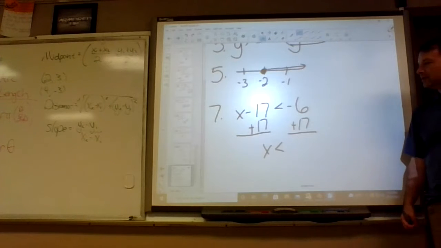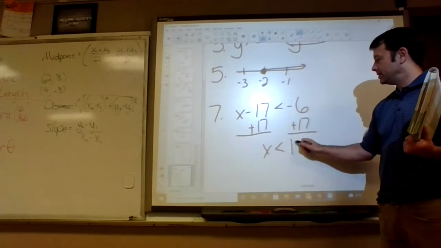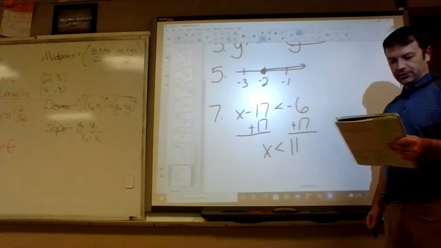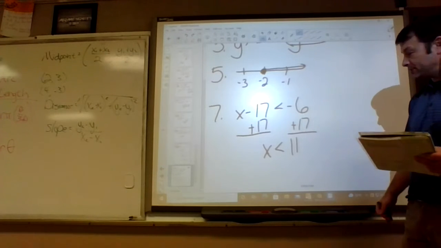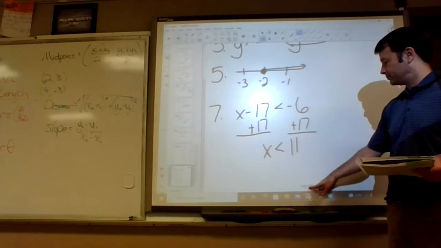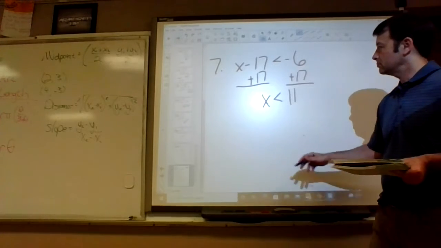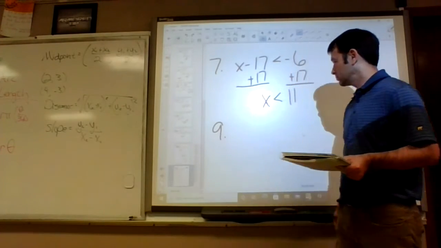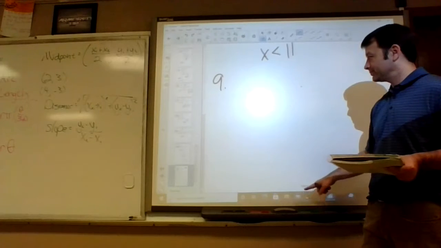Yeah. Okay, -6 plus 17 is 11. It does not say we have to graph this one, so moving on. You wish we had to graph it?